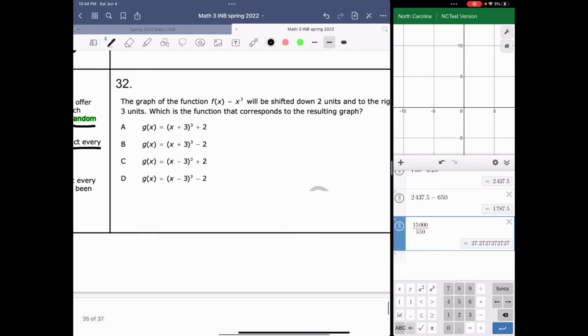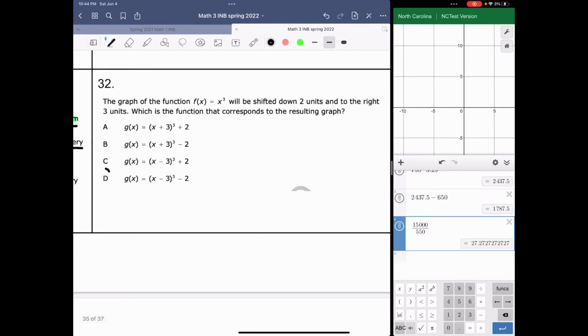So for number 32, you should have already done this problem. The answer was D. You can look at this in Desmos, or you can just know your rules. So this one says we're going down 2, so we're going to subtract 2 from the back so that we can get rid of A and C. And then we're going to go to the right 3. So remember, when you're in the function, it's the opposite. So instead of being plus, it's going to be minus.